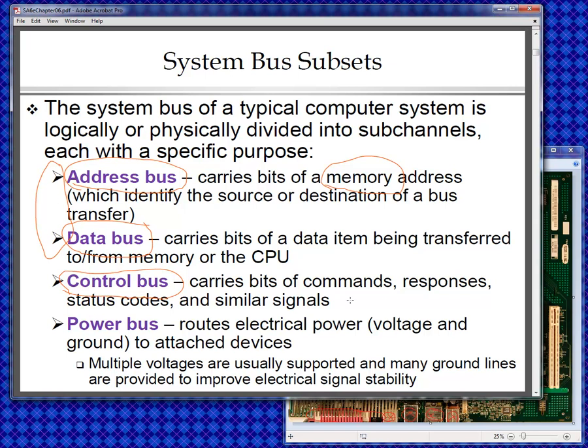So there can be a whole set of signals associated with coordinating the movement of data back and forth across this bus, and the set of communication lines, or the portion of the bus that's used to carry those signals, is generically called the control bus.